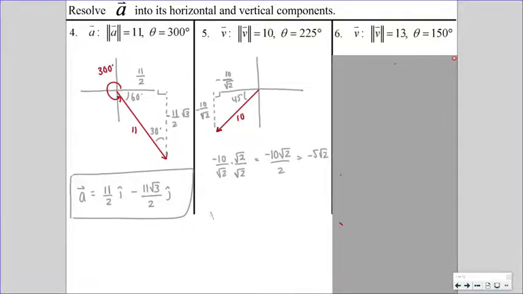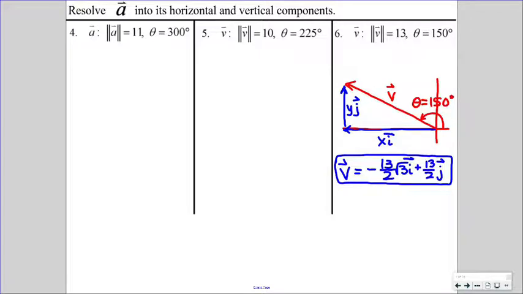Okay, so the horizontal and vertical components for this vector are left, 5 root 2 over 2, and down, 5 root 2 over 2. So negative 5 root 2 i hat minus 5 root 2 j hat. Pause the video, try number 6, and then come back for the answer.